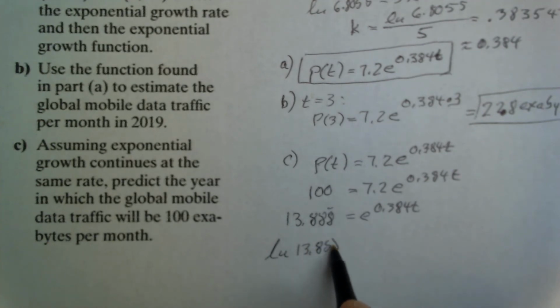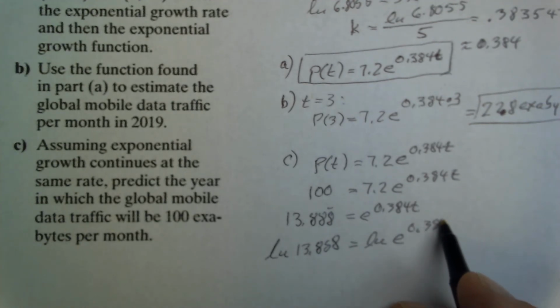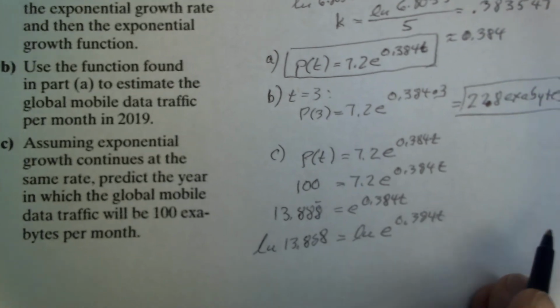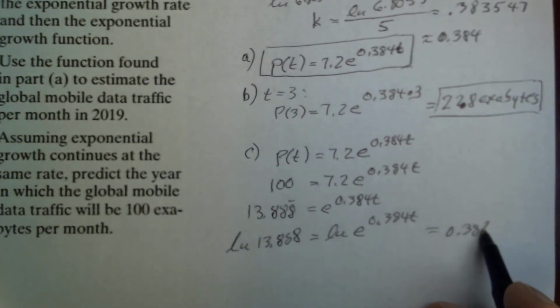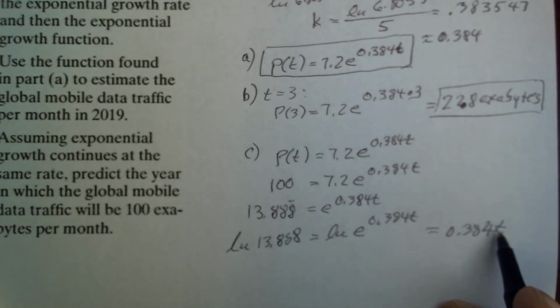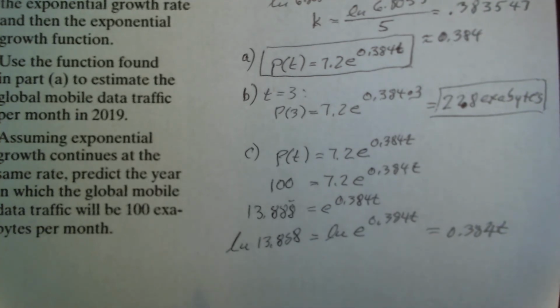the natural log of 13.888 would be the natural log of e to the 0.384 t, which is equal to 0.384 t times the natural log of e, which is equal to 1. So we just have this expression now, so that we have 0.384 t, switching sides, is equal to ln of 13.888.